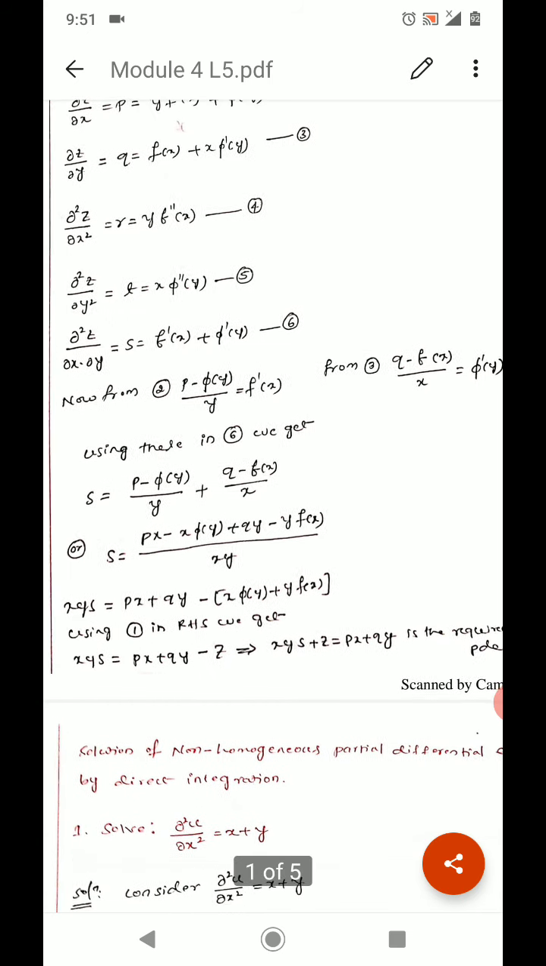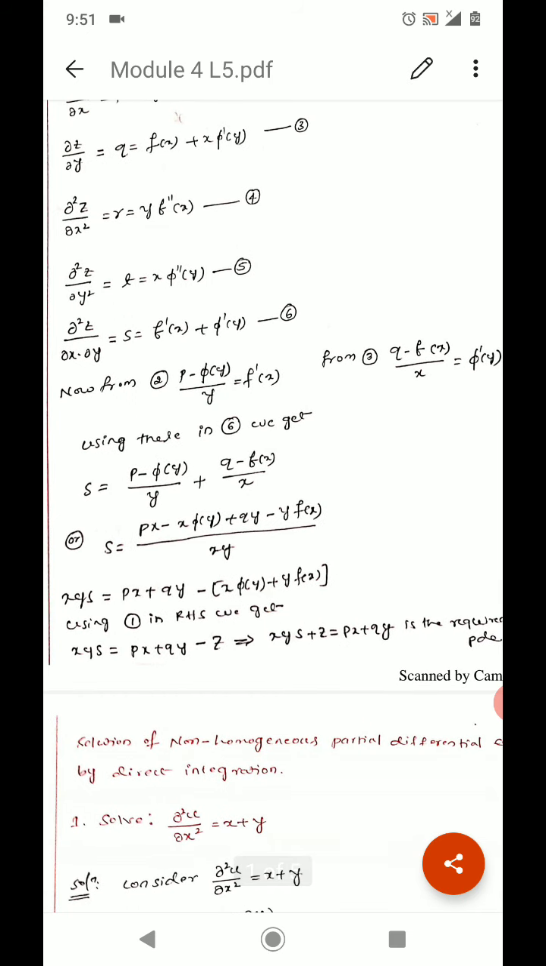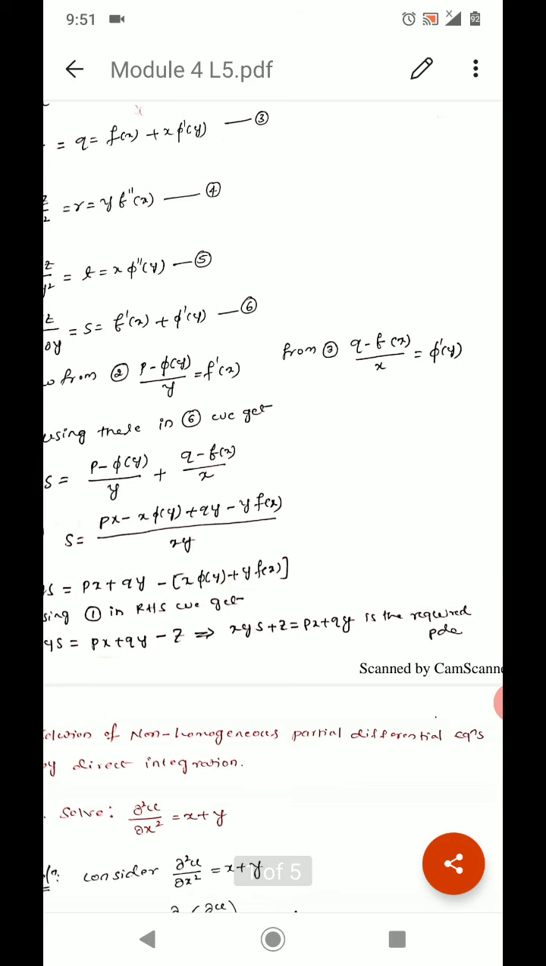Again use this result in equation 1. So we get xys is equal to px plus qy minus z, which implies, taking minus z to the left side, we get xys plus z is equal to px plus qy. So which is the required partial differential equation.